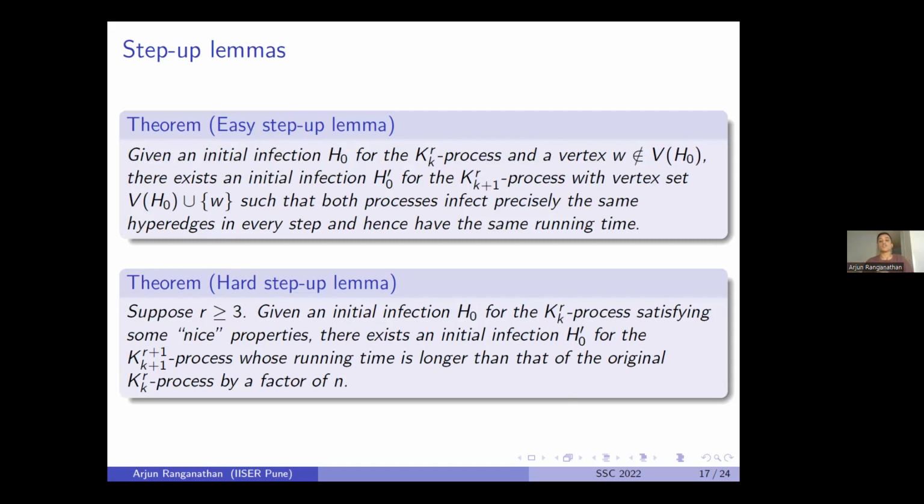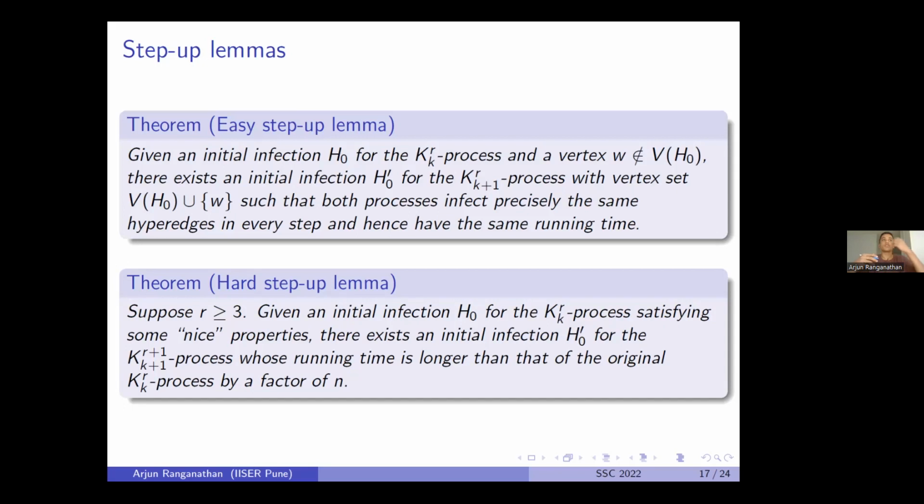And if we're given an initial infection H0 for the K,R process that satisfies some nice properties, and we won't go into the details of these properties, there exists an initial infection H0 prime for the K+1, R+1 process, so both K and R go up by 1, whose running time is longer than that of the original K,R process by a factor of n. So if the original K,R process had running time t, the new K+1, R+1 process has running time n times t.